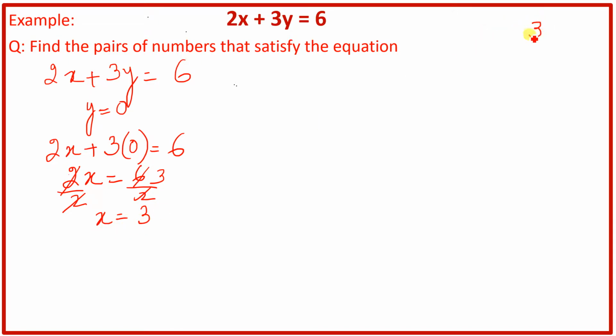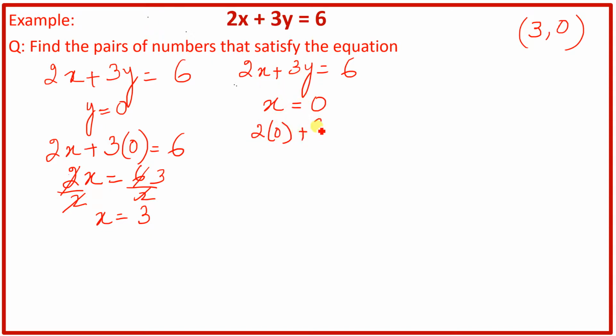So it will be (3, 0), because we have considered y as 0. This is called a solution of this equation. Now one more time, if I consider x is equal to 0, in 2x plus 3y is equal to 6, I say x is equal to 0. So put the value of x here, it will be 2 into 0 plus 3y.